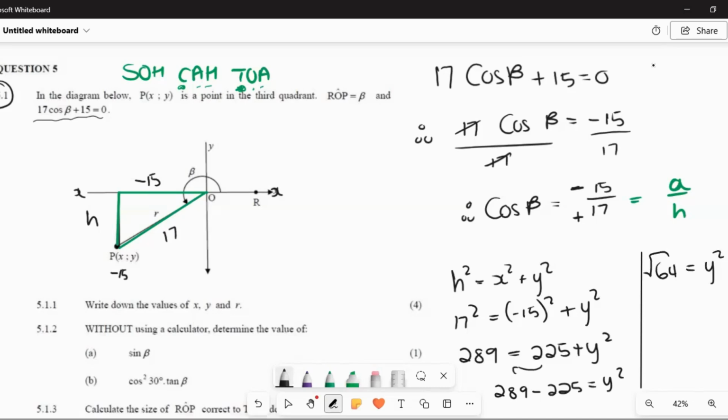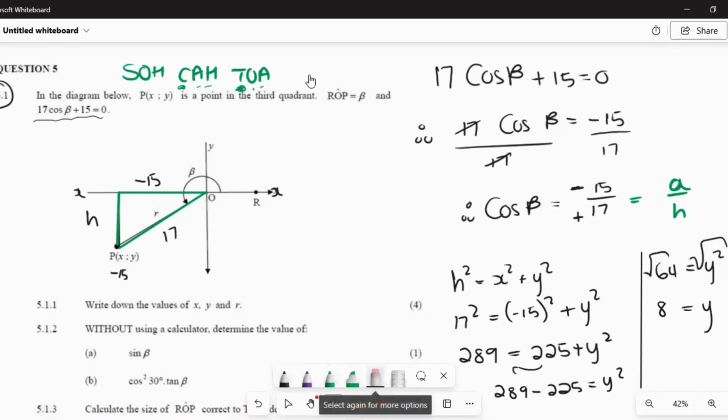Then, because I'm looking for y, we take the square root, and then 8 is our y, right? So we now know that our y will be 8. So now we have not answered anything yet. We're just making sure that our graph, our Cartesian plane, has every detail that we need.